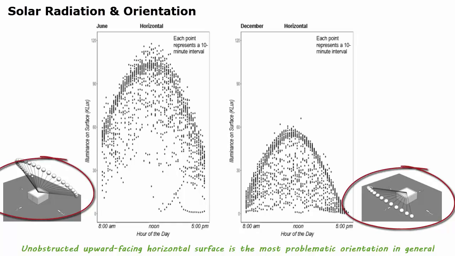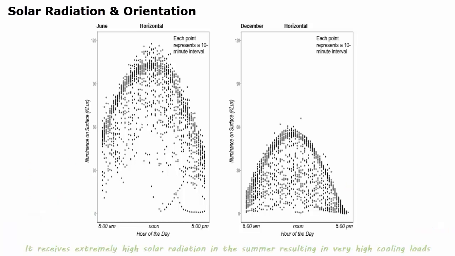Unobstructed upward-facing horizontal surface is the most problematic orientation in general. It receives extremely high solar radiation in the summer, resulting in a very high cooling load.